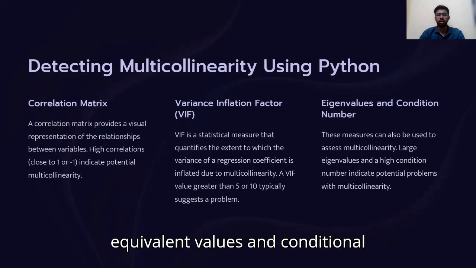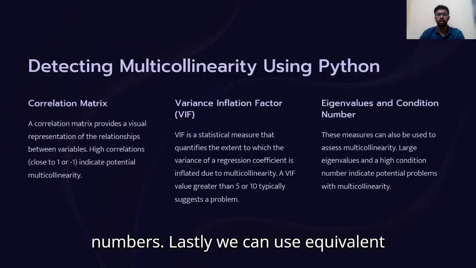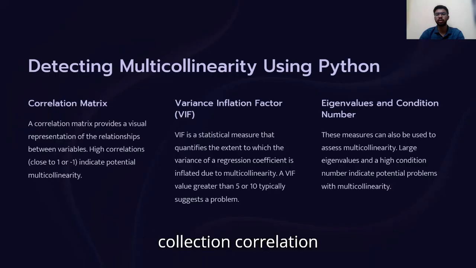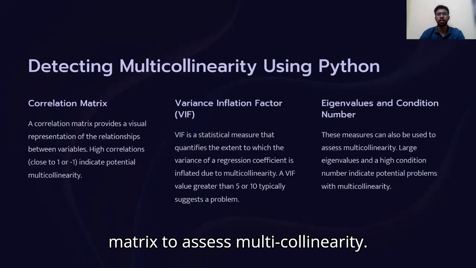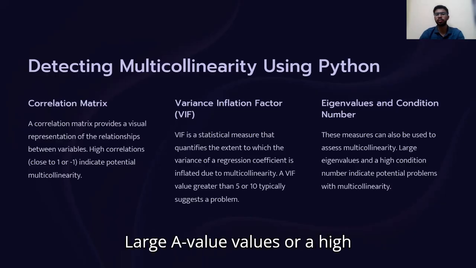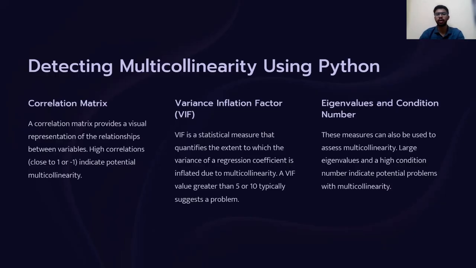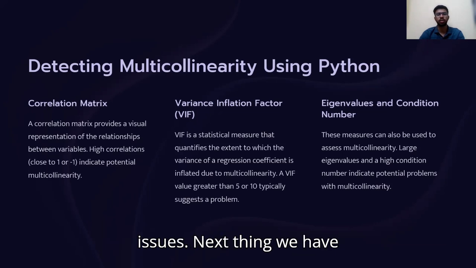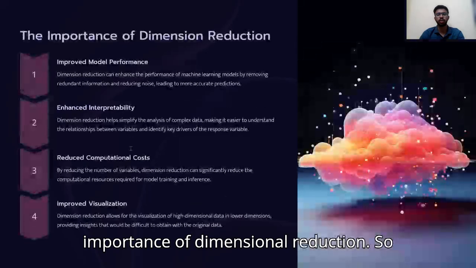Eigenvalues and condition numbers. Lastly, we can use eigenvalues and condition numbers of the correlation matrix to assess multicollinearity. Small eigenvalues or high condition numbers indicate potential issues. Next, we have the importance of dimensional reduction.